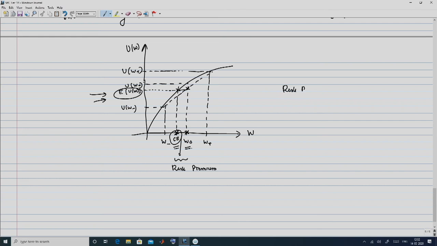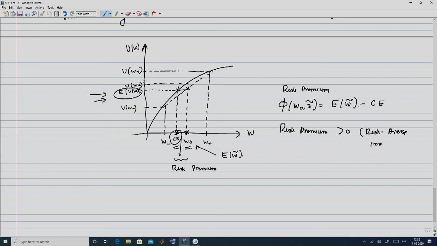And the risk premium is given by phi of W naught z tilde. This is given by E of W tilde, that is the expected wealth that you have, minus CE. So in this case, W naught is what we write as E of W tilde. The risk premium is always going to be greater than 0 for risk averse investors.